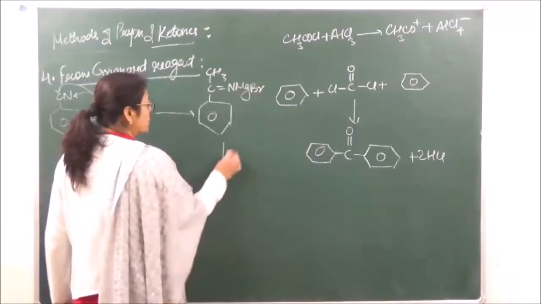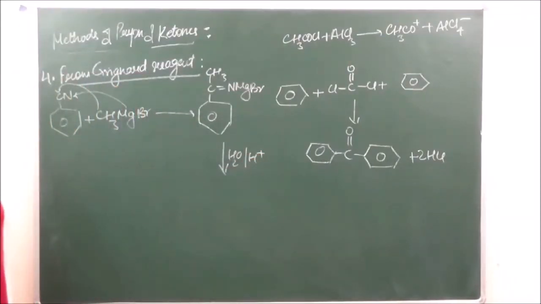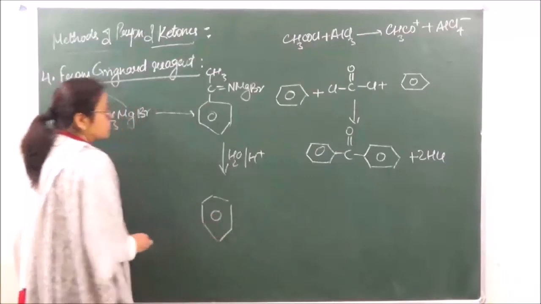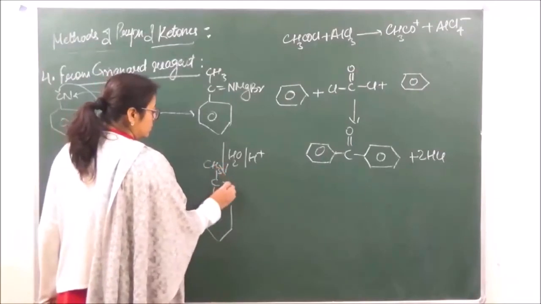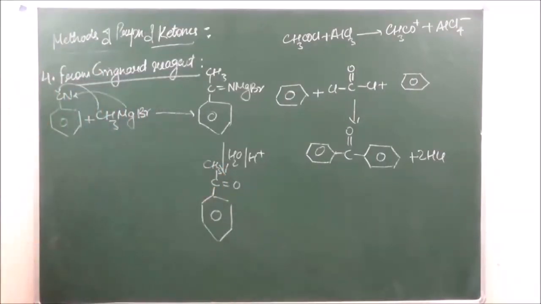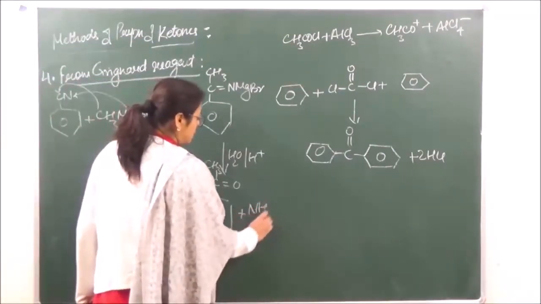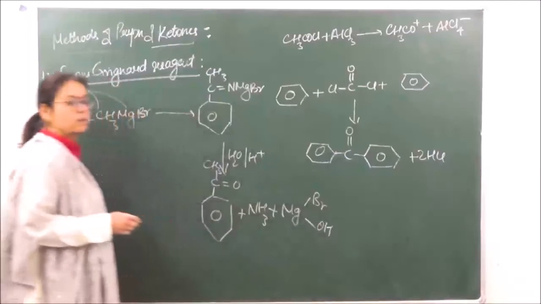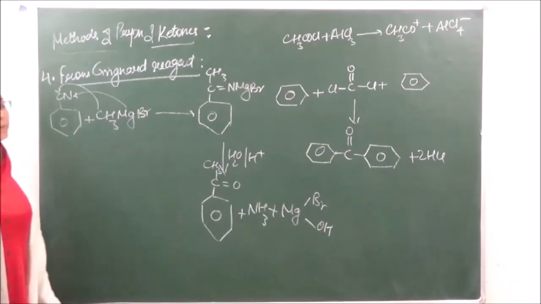And when we do the hydrolysis of this, we are going to get acetophenone, plus we will get Mg(OH)Br. So these are the methods of preparation of aldehydes only and methods of preparation of ketones.